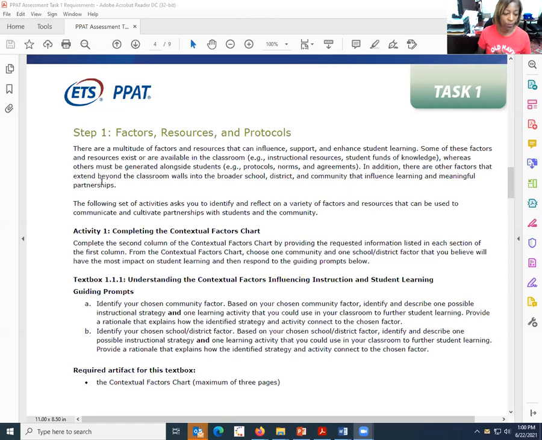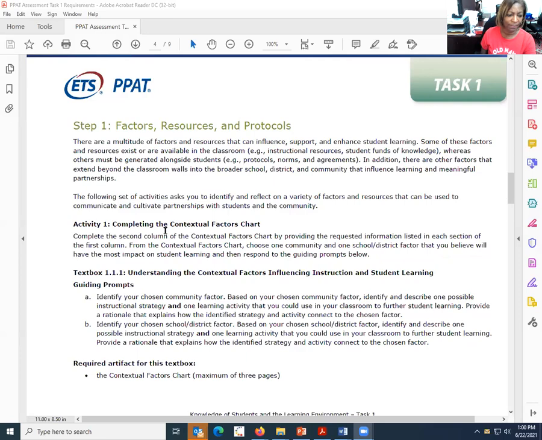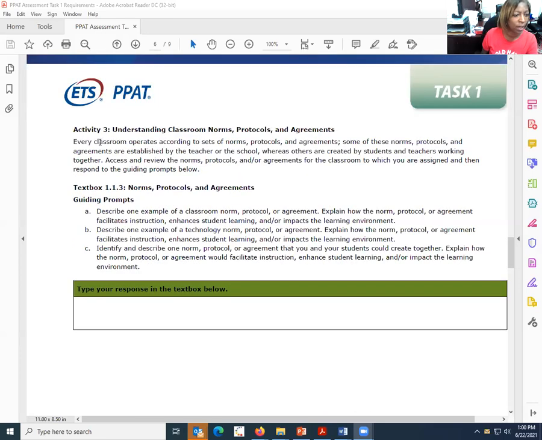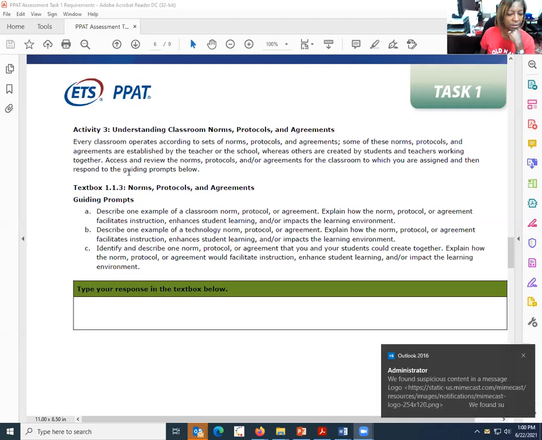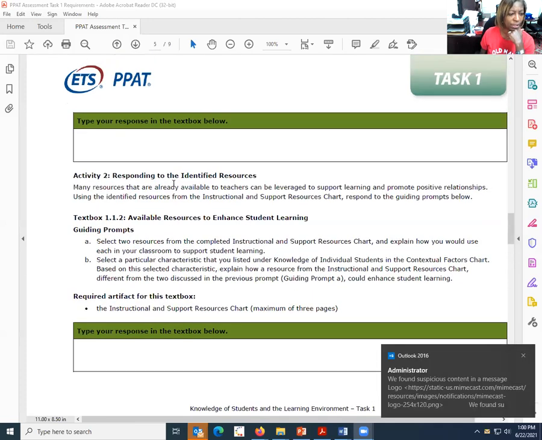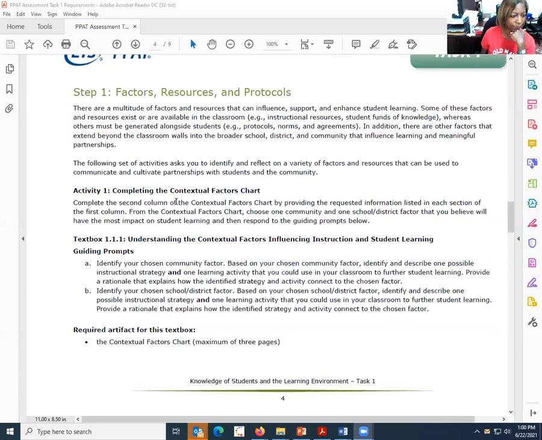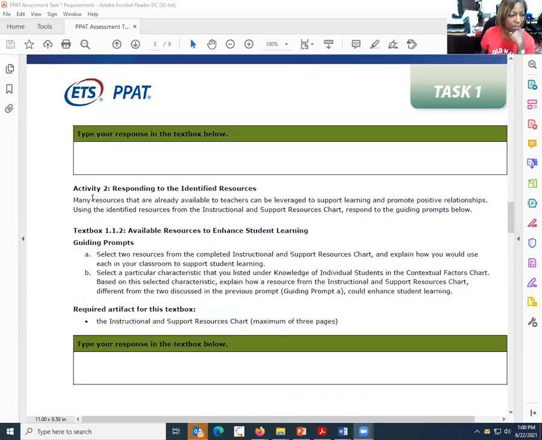Okay, so what I wanted to do, I wanted to go through, and then I'm going to come back and share with you your charts and the information for each one. Let's see. And of course, you have the activity 3, responding to the identified resources. Okay. Activity 1. Activity 2, responding to the identified resources.